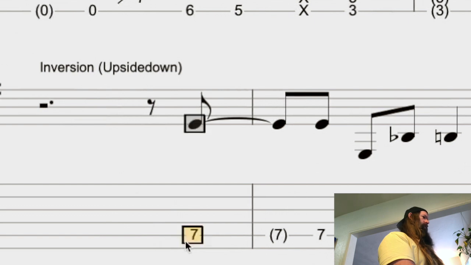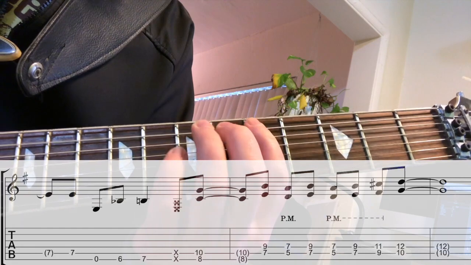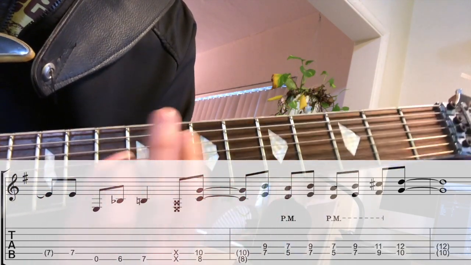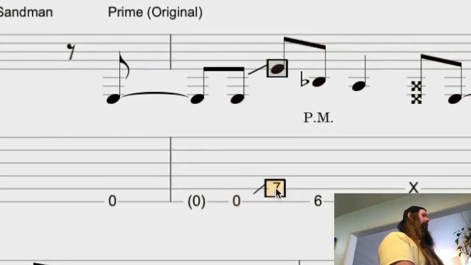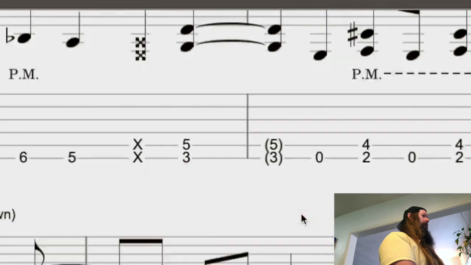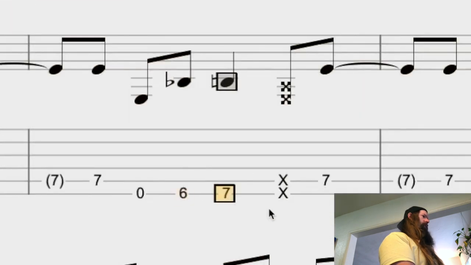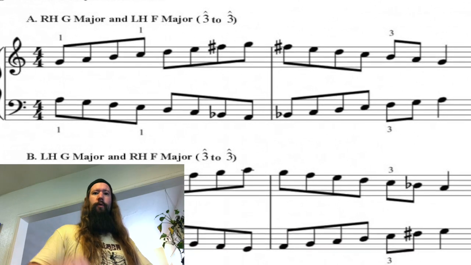Now next we have the inversion, which means we reverse or flip the direction of all the intervals. So if we go up in the prime, we come down in the inversion. Down in the prime, we go up in the inversion. What in the is going on? The inversion is also known as contrary motion, creating a figure like this, with the two voices moving in opposite directions.